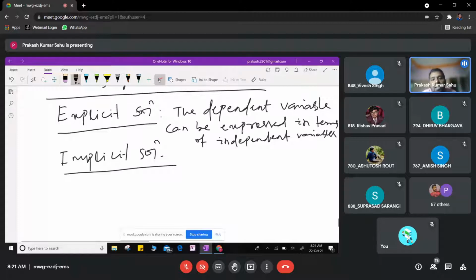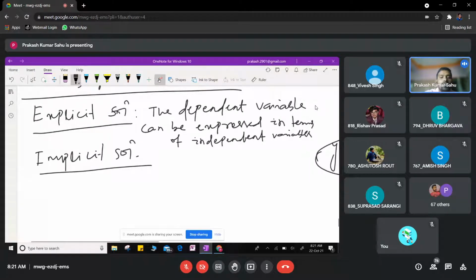The dependent variable can be expressed in terms of an independent variable. That is the explicit solution, that is y is equal to f of x. Suppose your differential equation is such that you can say y is equal to f of x. This is only a function of x, and y is the dependent variable. So here you can say y is equal to f of x. This is the explicit form.